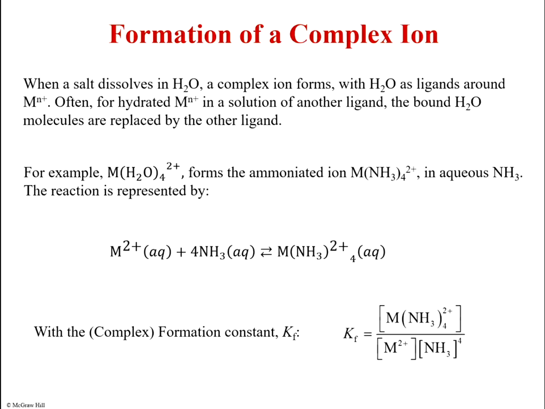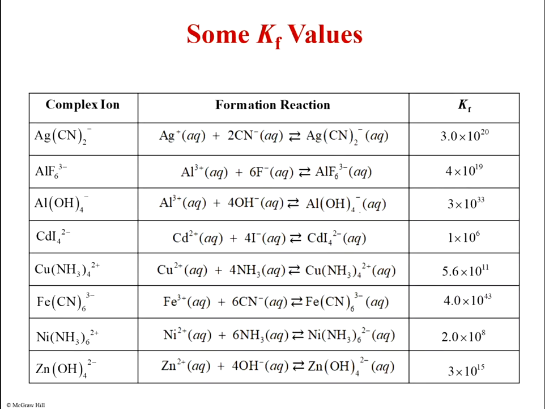And in fact, this typically does not occur in one step. It'll occur in 4 sequential steps. You'll add 1 ammonia, a second, a third, and a fourth. And there'll be a formation constant for each one of those steps. But we're not going to go into detail in this class on that. You can get that in a more advanced chemistry class where we'll look at it in detail. It's a very important process. So here are some common Kf values. You can see that these can be very large values, some as high as 10 to the 40th power. So these can be very stable complexes that are formed.